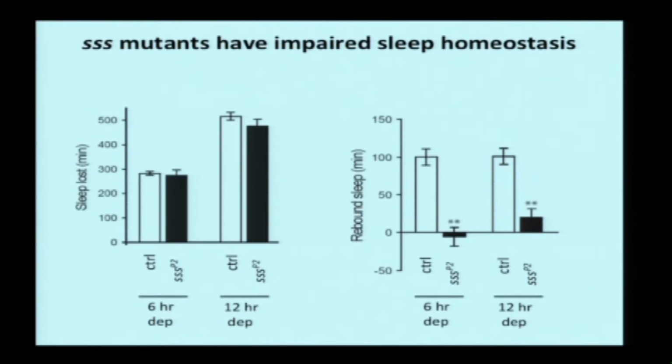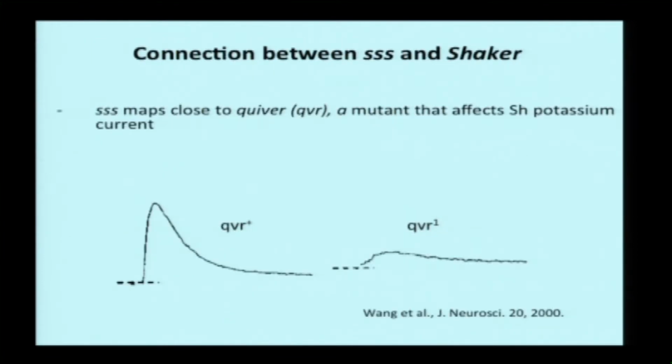So what does sleepless do? We looked to the literature for connections with other sleep mutants. The only other one known at the time was Shaker, which is a voltage-gated potassium channel shown to affect sleep in the Tononi-Cirelli lab. We found that sleepless maps very close to Quiver, which is a mutant that affects Shaker potassium current, but that had never been cloned. So in Quiver mutants, Shaker currents are greatly reduced.